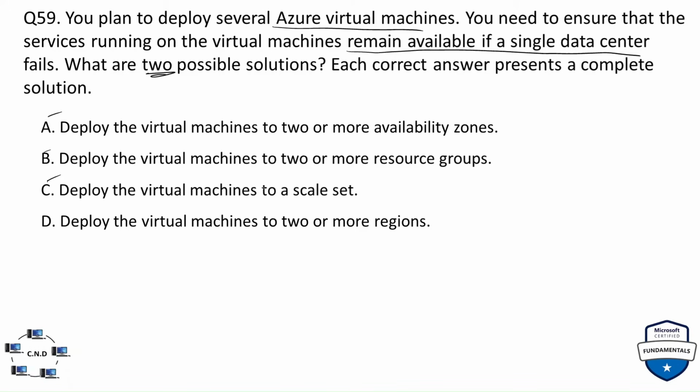Option C, deploy the virtual machines to a scale set. And option D, deploy the virtual machines to two or more regions. And the correct options are to deploy the virtual machines to two or more availability zones and deploy the virtual machines to two or more regions.